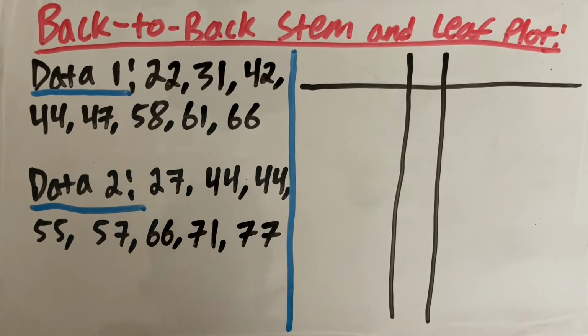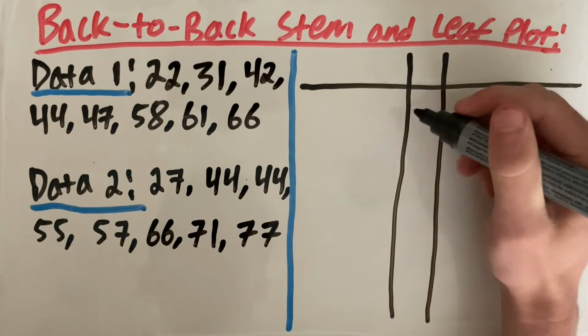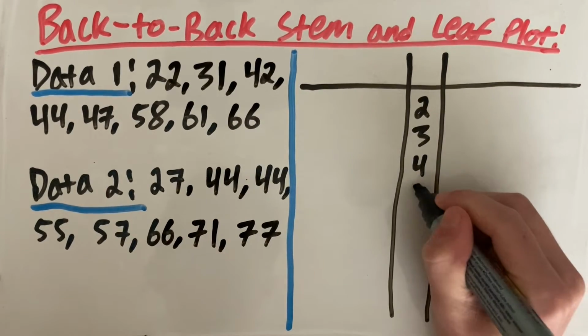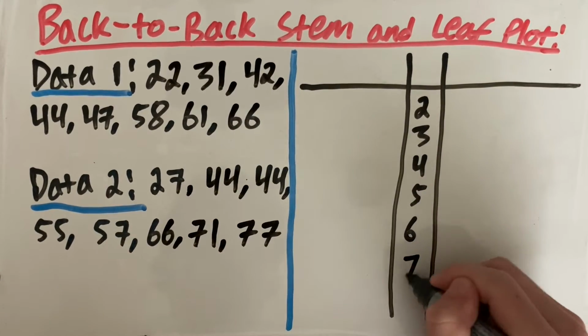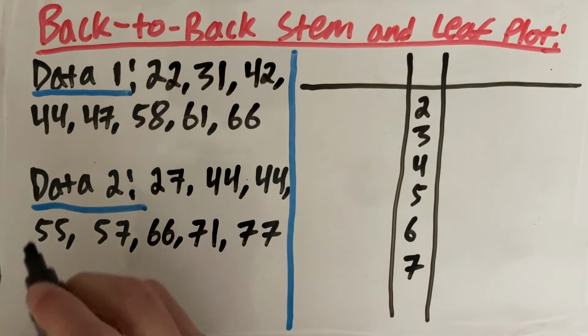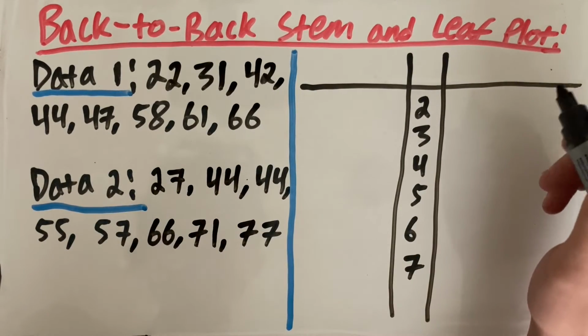So first of all, let's put our stem in. These are just the first part of each number. So we have 20, so 2, 3, 4, 5, 6, 7, and now we can start working on our leaf plot, which is the second part of each number. So for 22, we have 2. So we're going to put this on the right side.